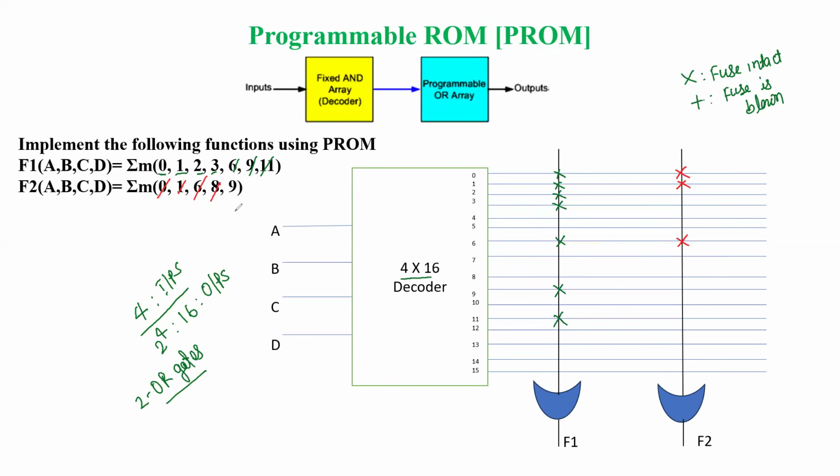And next we have 8, so at 8 we have to mark with a cross. And the last one is 9, so at 9 we are going to mark again with a cross. So how many min terms are there, we can count from here, and check whether the corresponding min terms are marked here or not.